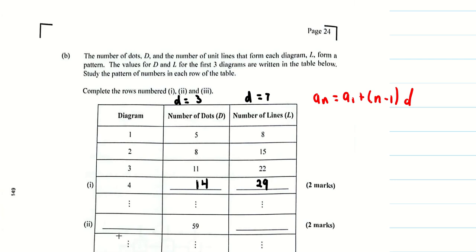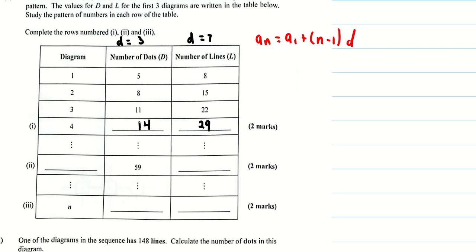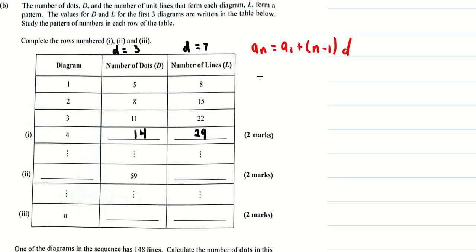Right, before we do part 2, I always like to find the nth term, which they always ask for, and that's part 3. Right, so I'm going to use the formula to find out what is the formula for this and what is the formula for this. Right, so let's do it for the number of dots first, number of dots.